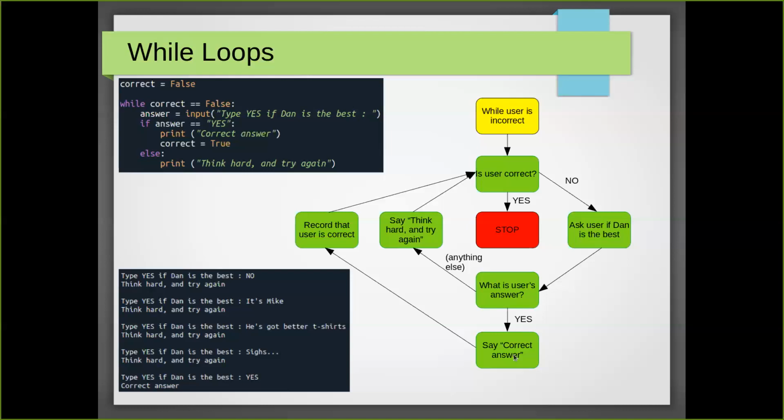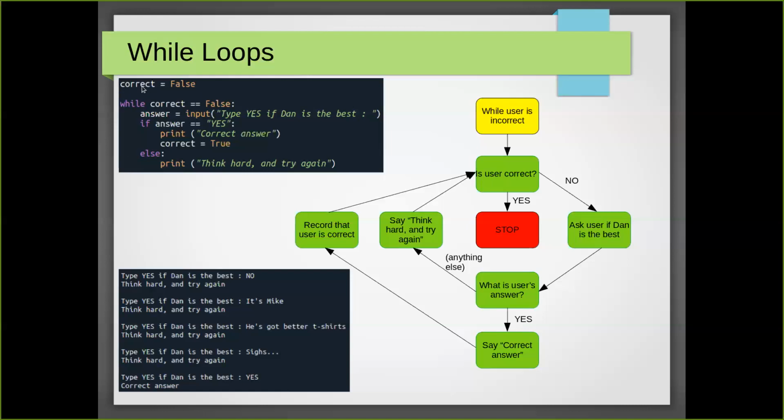But if they put anything else other than yes, then we'll print them the message, think hard and try again. Go back around the loop. Is the user correct? No, because we haven't updated the user's correct. So we're going to keep going around this loop until the user inputs yes to get them out of the loop. So here, let's look at the Python code.